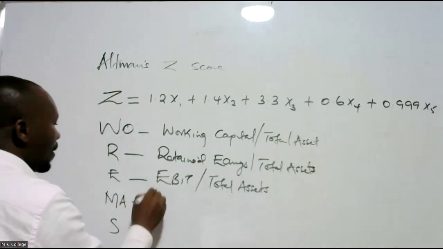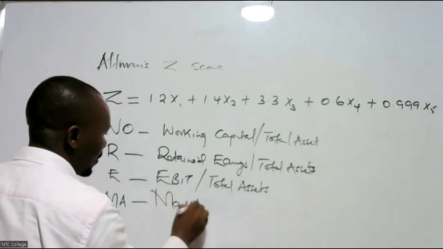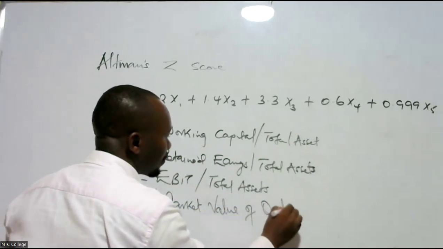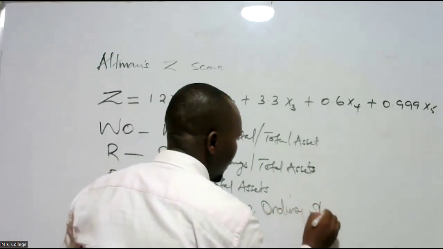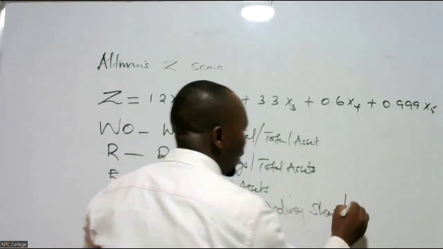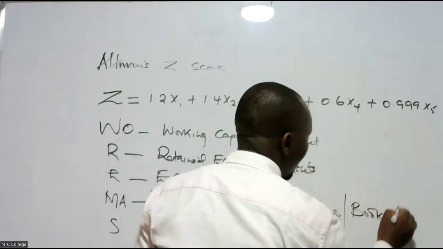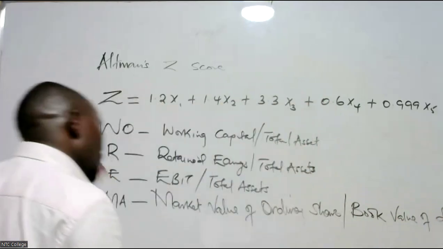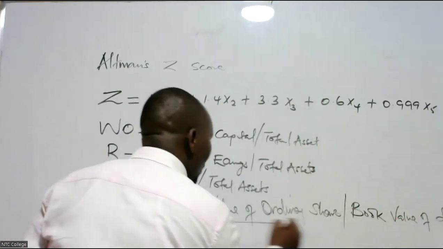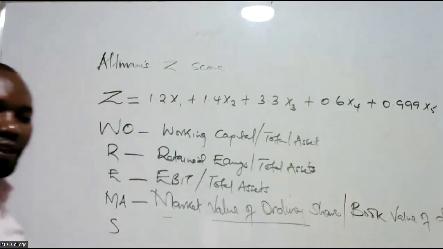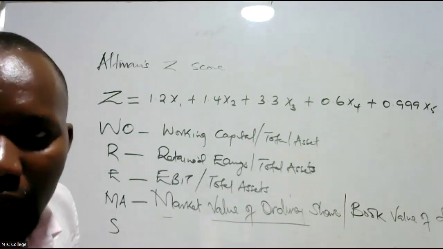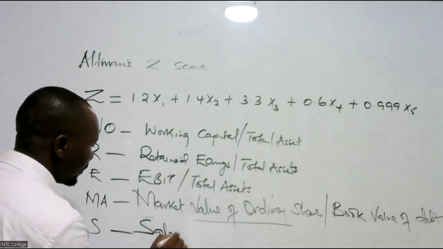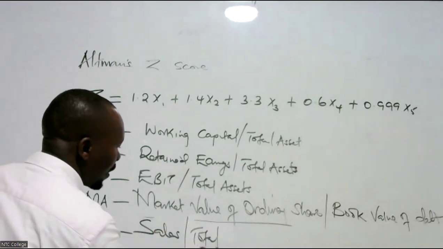And then we have the market value of ordinary shares all over the book value of debt. Sometimes they call it equity. So equity and ordinary shares are basically the same. Then the last one, we have sales all over total assets.